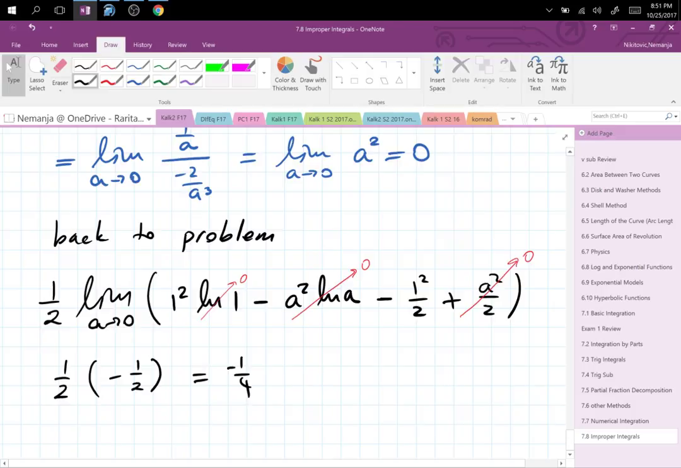You got it? Negative 1/4. And there you have it. Improper integration. Have fun with the homework. See you all next week.